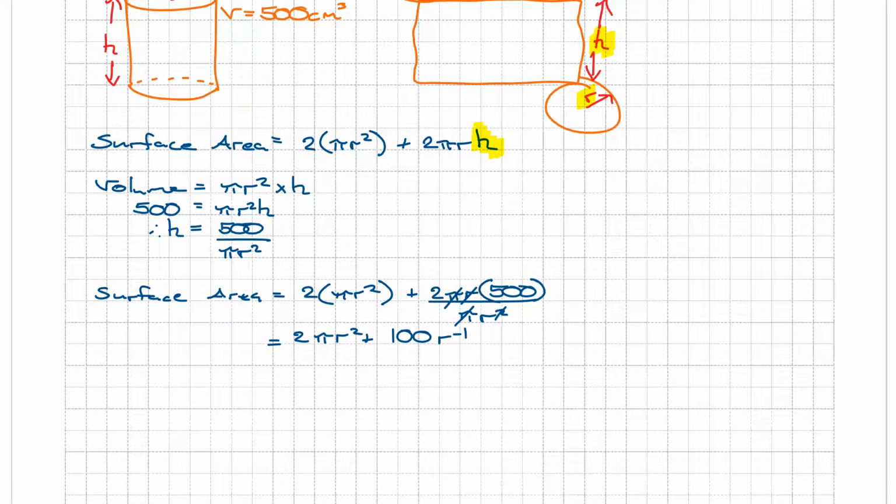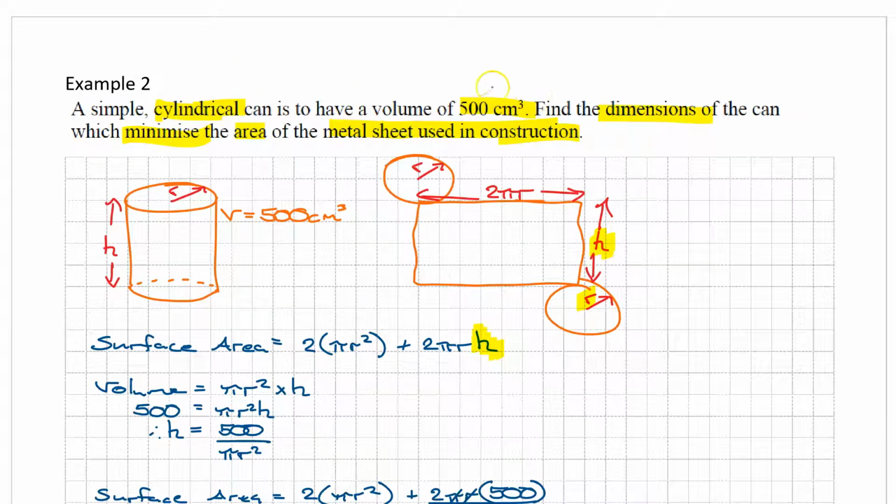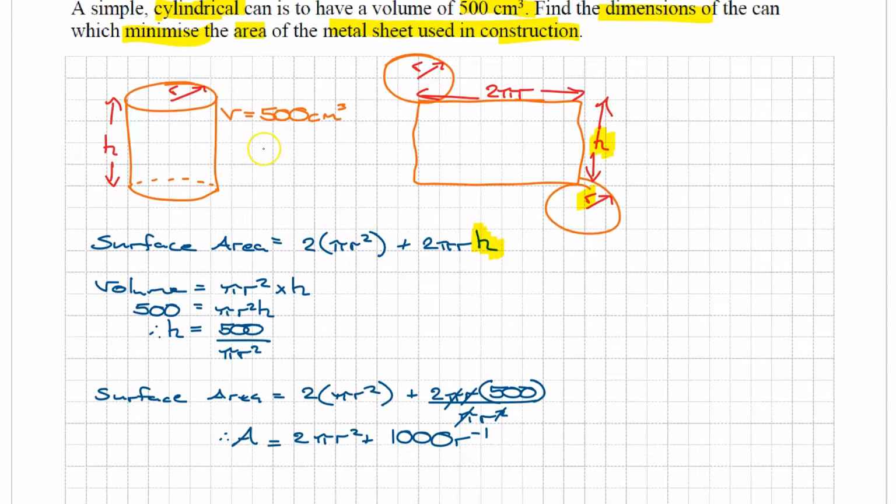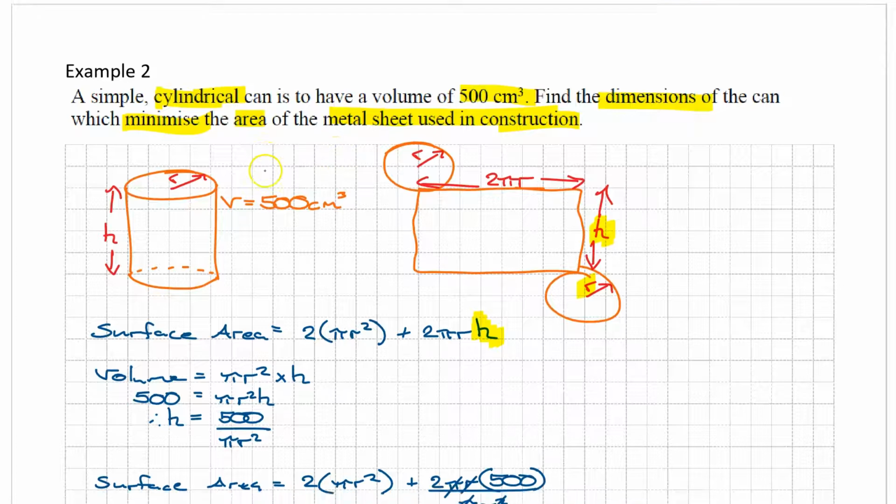So what we've got is, I'll abbreviate it to simply A. Surface area can be described as 2 pi r squared plus 1000 times r to the negative 1. Alright, cool. Now the question itself is to find the dimensions that minimize the area.